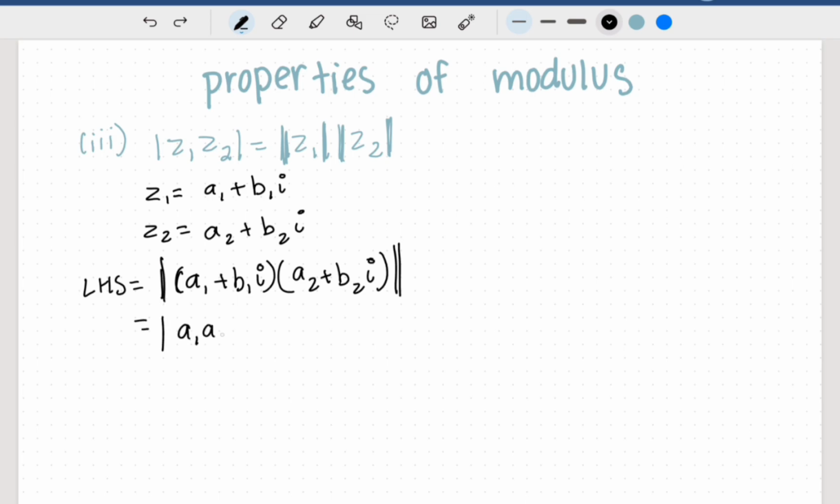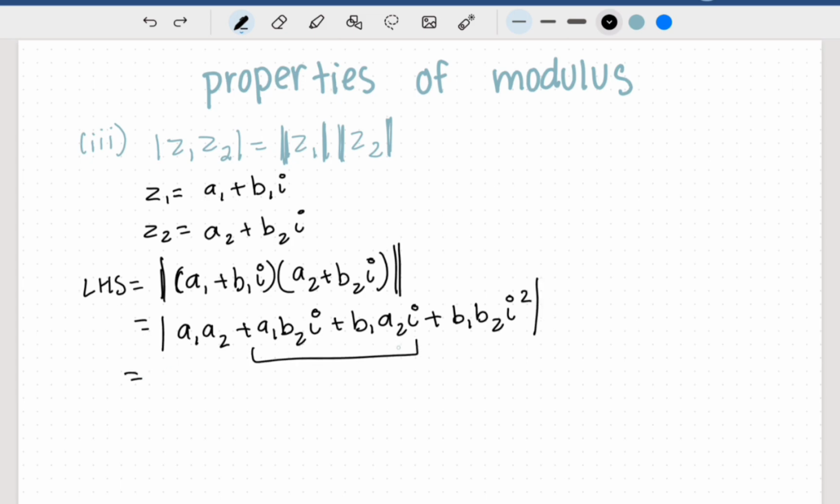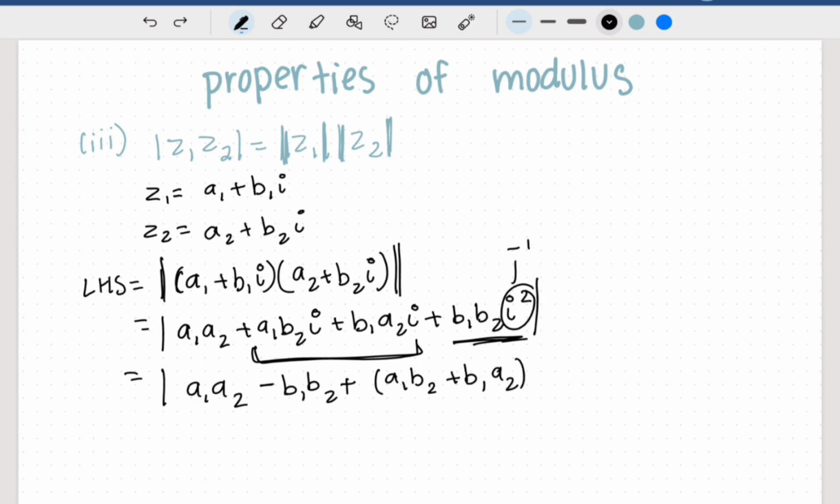That's a1 a2 plus a1 b2i plus b1 a2i plus b1 b2 i squared. Let's take out the i in these two terms, so we get a1 a2. We know that i squared over here is just minus 1, so that's basically minus b1 b2. Let's take the i out from these two terms, so we get b1 a2 i. So I just took out the i, and is that correct?